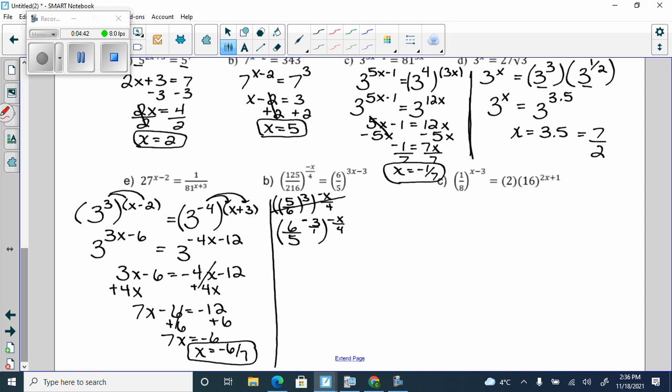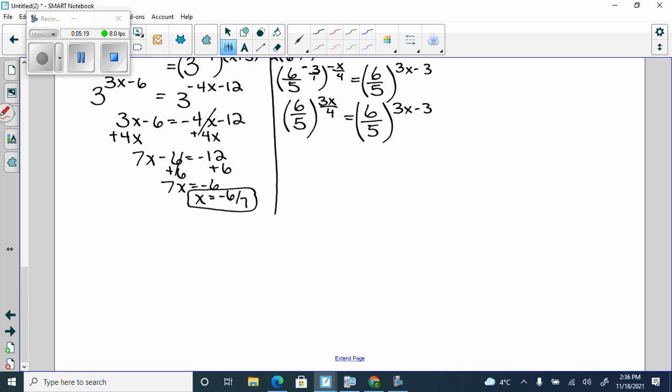If you're multiplying fractions, I promise you, to make fewer errors, always make sure that if a number doesn't have a denominator, you write it over 1. If not, you'll try and distribute the 3 to the top and the bottom. If you write it over 1, you will stop yourself from doing that. And then it equals 6 over 5 to the 3x minus 3. So we get 6 over 5 to the 3x over 4 equals 6 over 5 to the 3x minus 3.